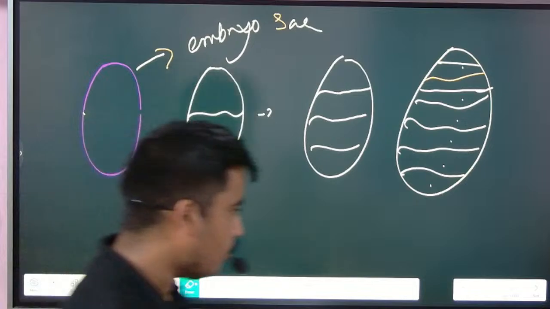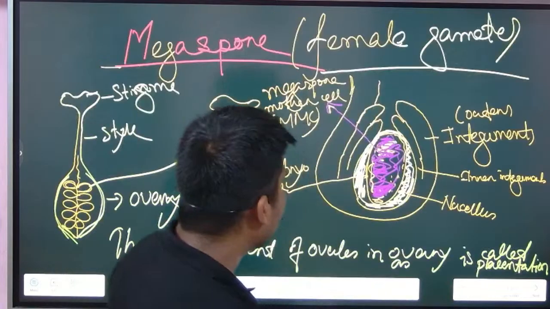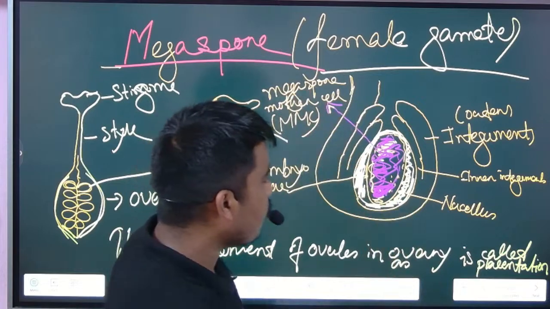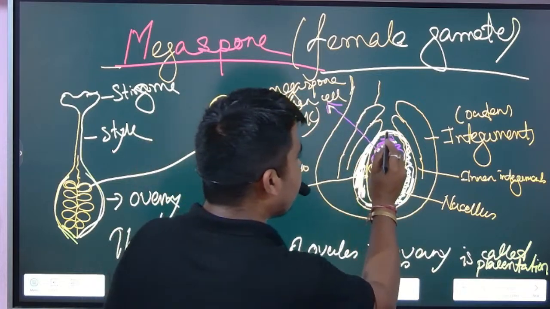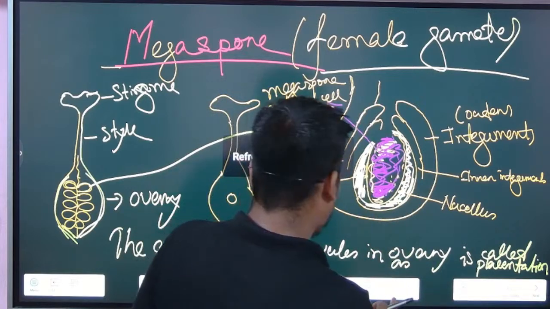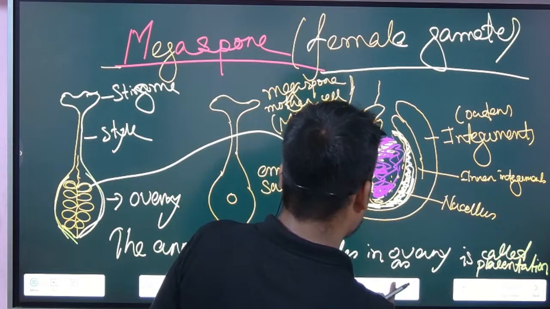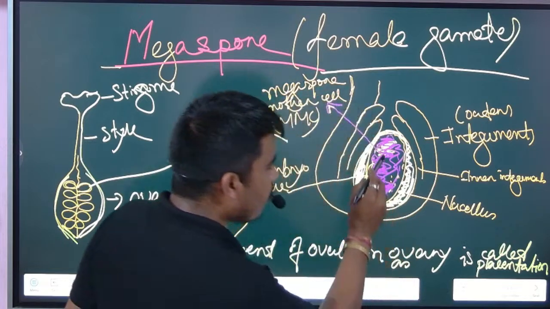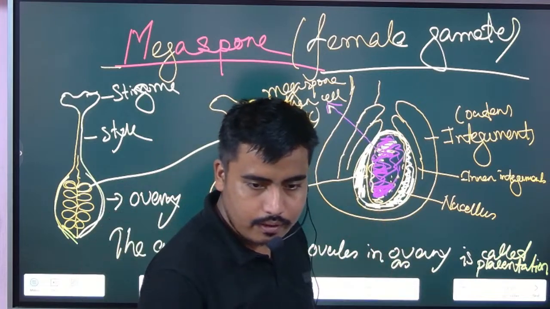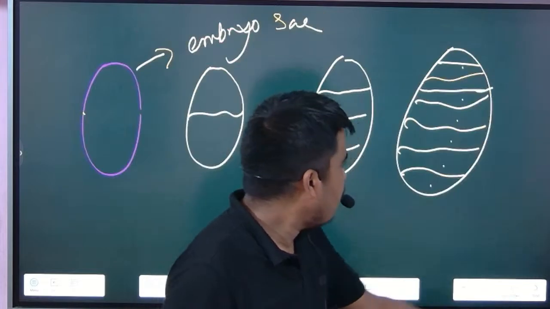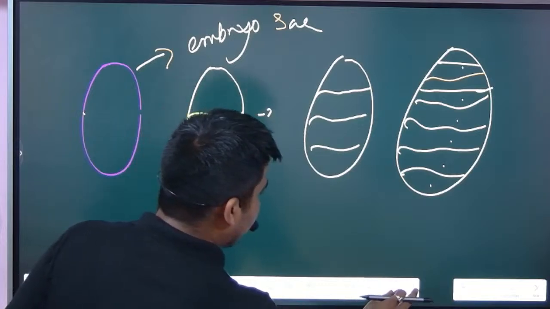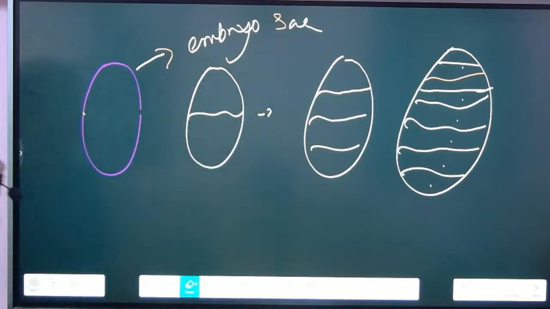But this process is done inside this. So the outer structure will be the same, only the inner portion will differ. First it was compact, there was only a single cell, and then it will divide into 8 cells.